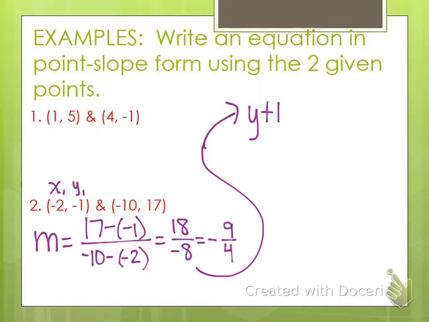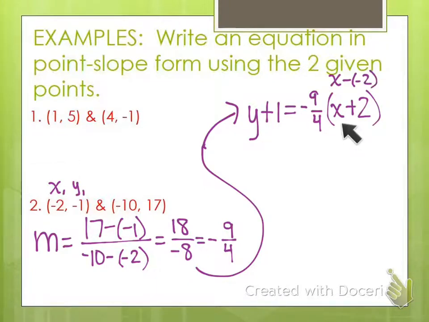Okay, if you have to write it as minus a negative first to see that, that's fine. You can do that. Equals, I plug in my slope. Negative 9/4 times x minus x1. So really, it turns into a plus 2. Okay, so this was x minus -2. That's where we got x plus 2 from.